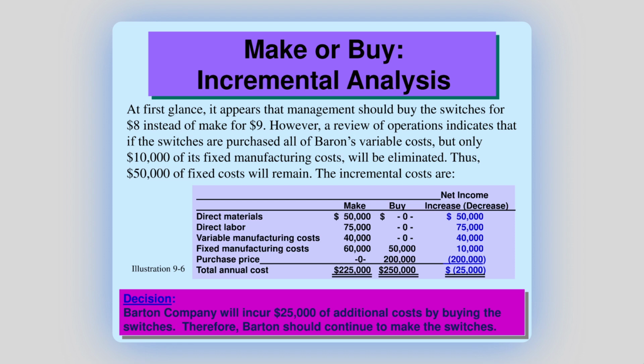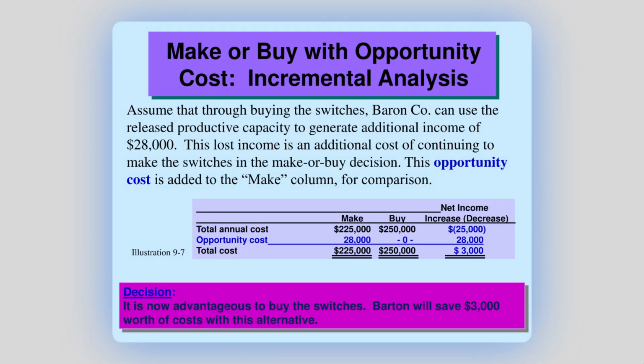Okay. Kaya lang class, sabi ko kanina, what if there would be an opportunity cost? So, ano ang opportunity cost? Benefits forgone. No? Assume that through buying the switches, Baron Company can use the released productive capacity to generate additional income of 28, and the lost income is an additional cost of continuing to make switches. Ibig sabihin, class, pwede mong iparenta sa iba. No? Yan.